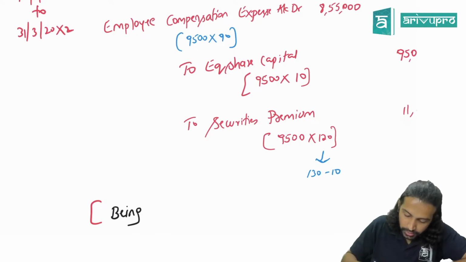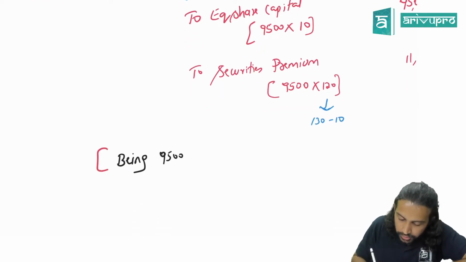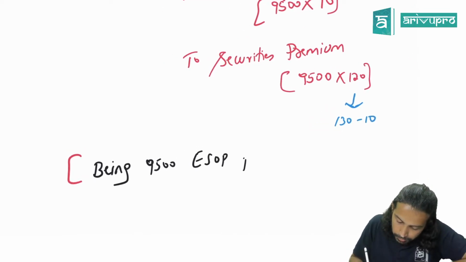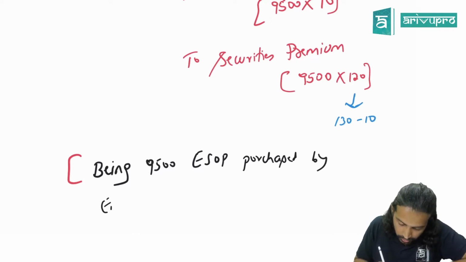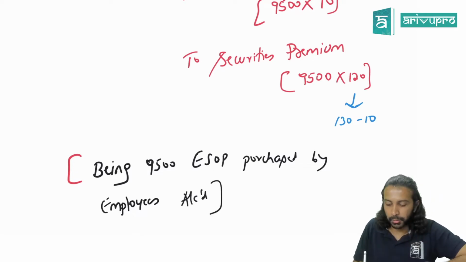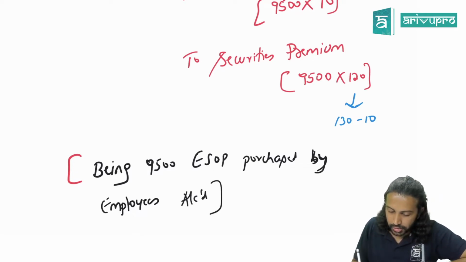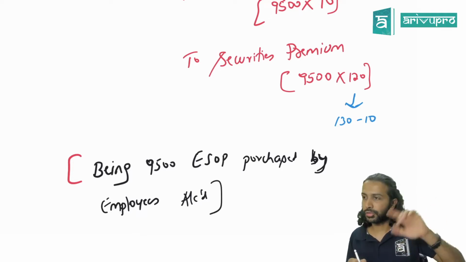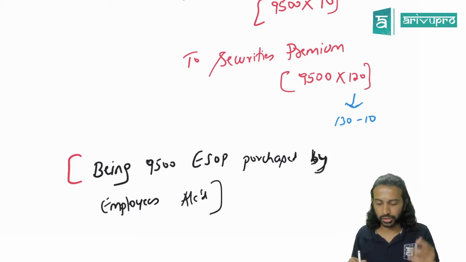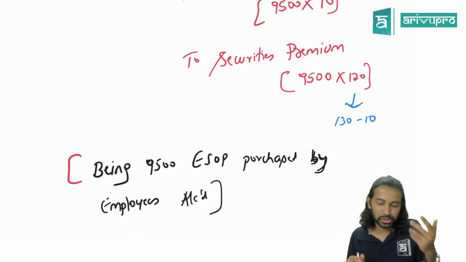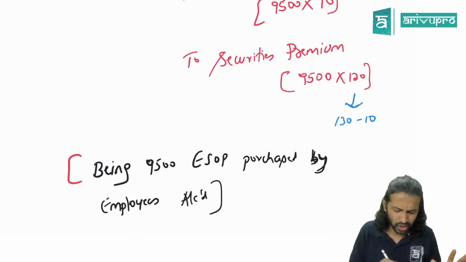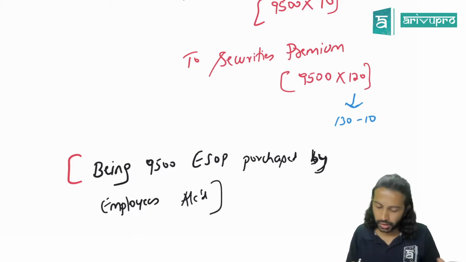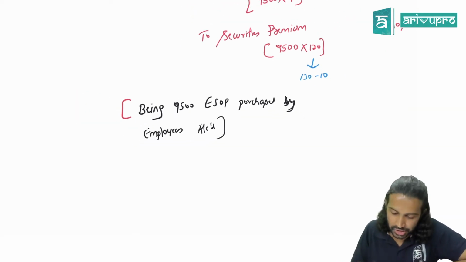Being 9,500 ESOP purchased by employees accounted. Or you can add more masala also. At an exercise price of 40, at a fair value of option of 90. All that mirch masala also, if you want, you can add. Or you can stop it here. That is also sufficient. Normal narration. Nothing extra as such.